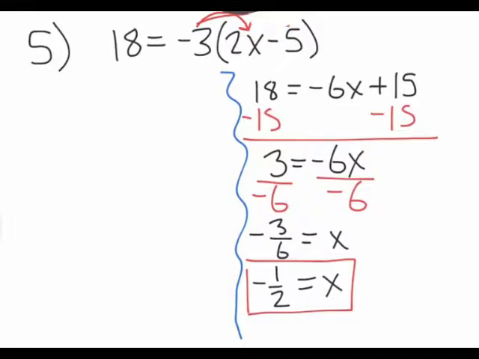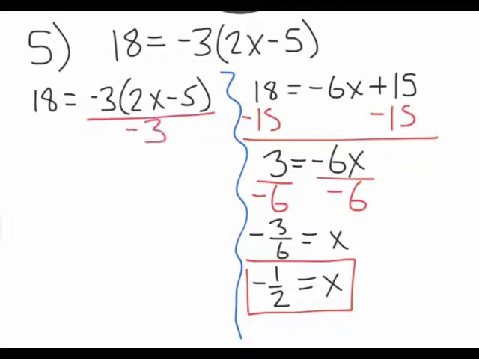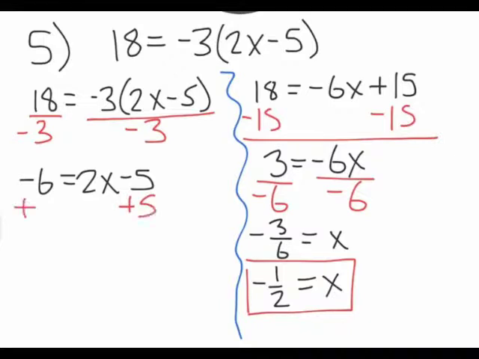But actually, there's another thing we can do to begin solving this equation. Let me show you the alternative way. What if, to begin with, we actually divided both sides by negative 3? You see that? So in this case, 18 divided by negative 3 is negative 6. This is going to be equal to, now notice that the negative 3's cancel out, leaving us with 2x minus 5. We don't need to put parentheses around the 2x minus 5 anymore, because that's the only thing on that side of the equation. Then we add 5 to both sides.